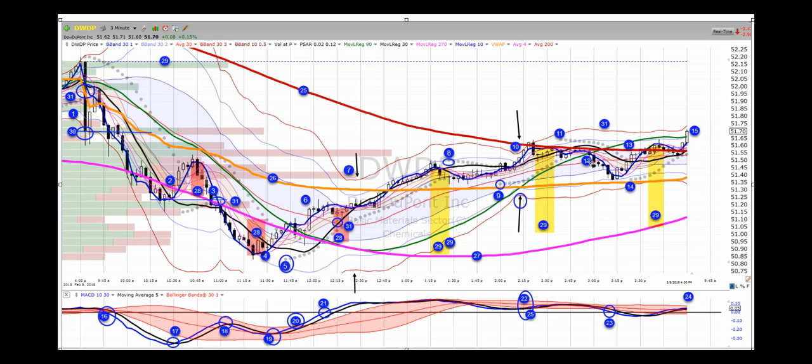Number 12 is a reversion back to the Bollinger Band mean, and the 10 coming through the 90. 13 is a test of the 270. 14 is a PSAR flip holding support at the VWAP, and 15 is a strong close right into the close of the day. So that's 15.